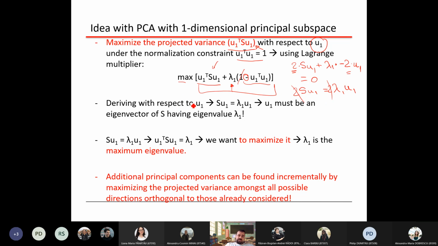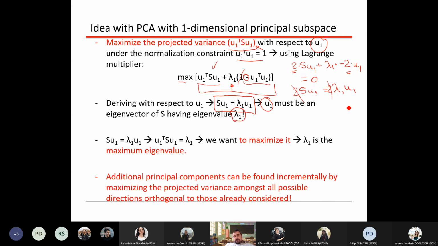So when we derive with respect to u1 and set the derivative to 0, we get this equation: S u1 equals lambda 1 u1, which means that u1 must be an eigenvector of the covariance matrix S corresponding to the eigenvalue lambda 1.